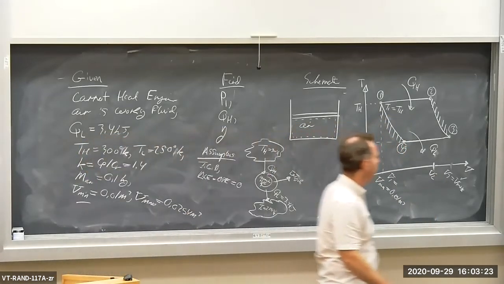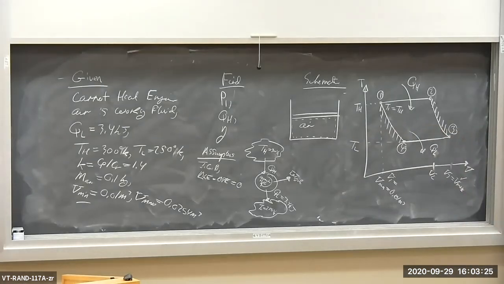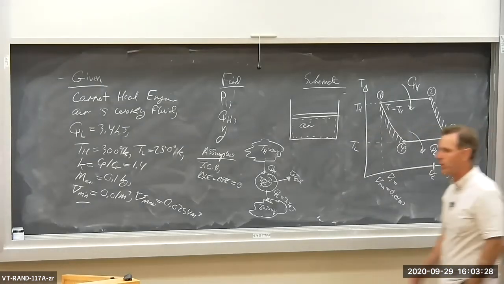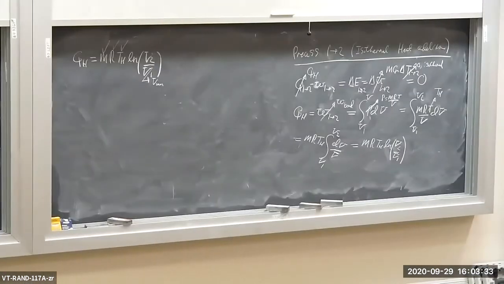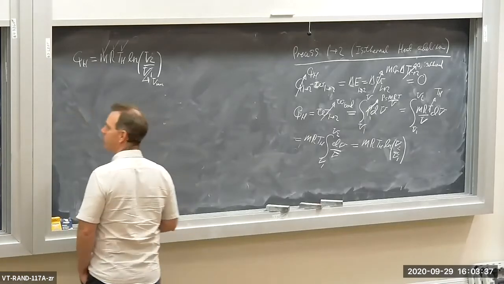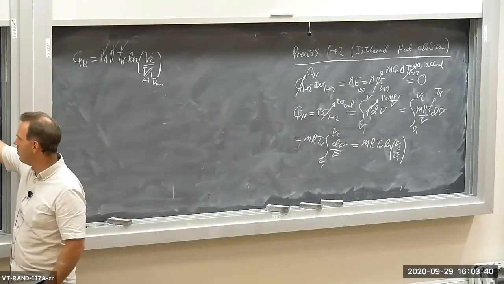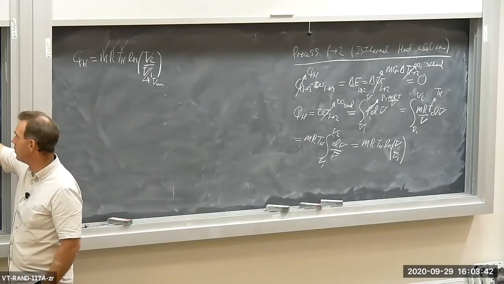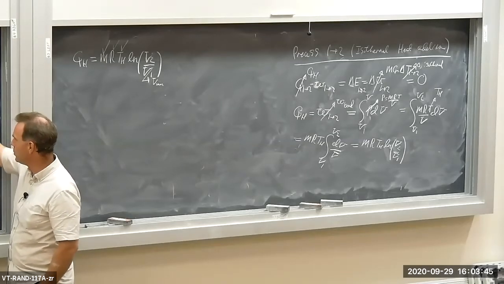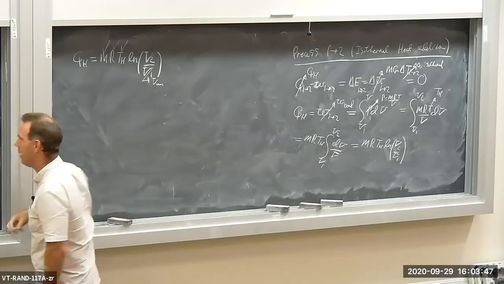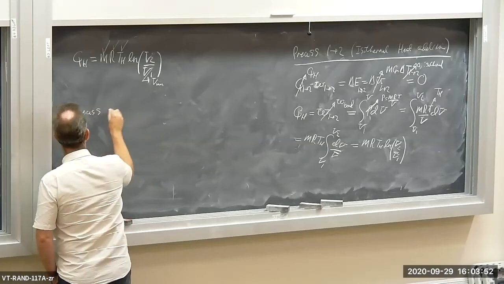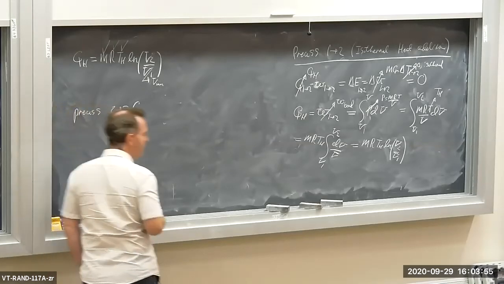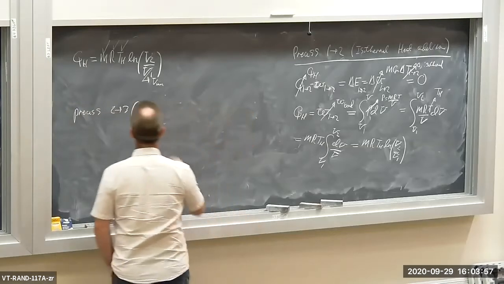Let's calculate V2. Let's figure out what V2 is given our other information. I want to know what V2 is so I can plug it in to get the high temperature heat transfer. Let's look at process 2 to 3 because it will contain information about state 2. Process 2 to 3. And by the way, that is adiabatic expansion.